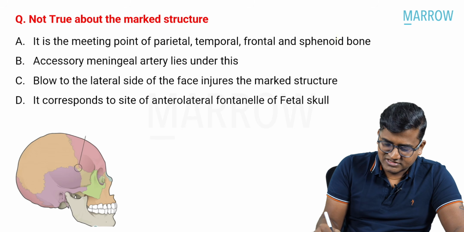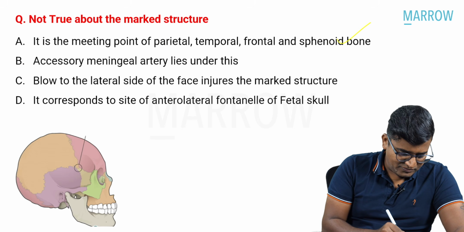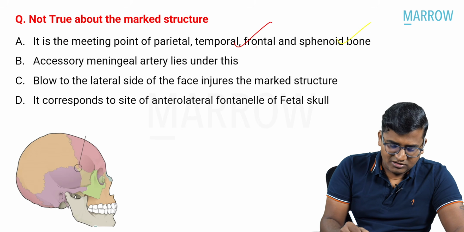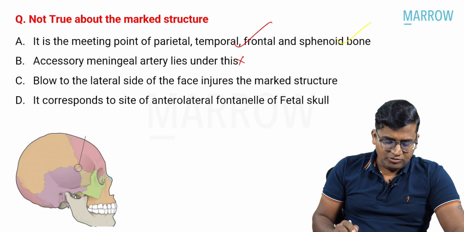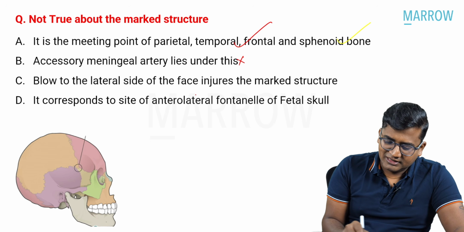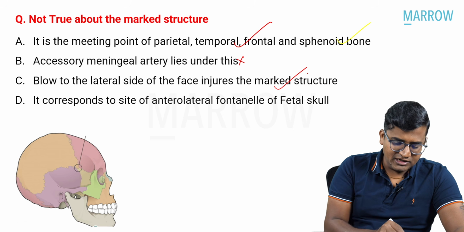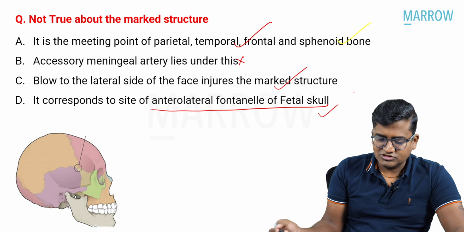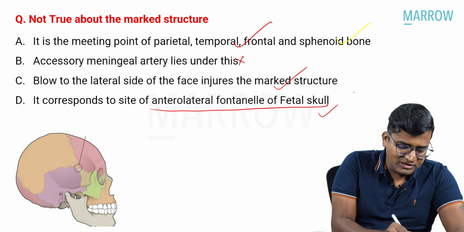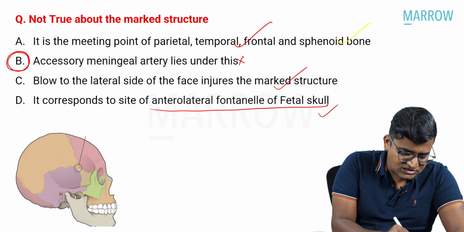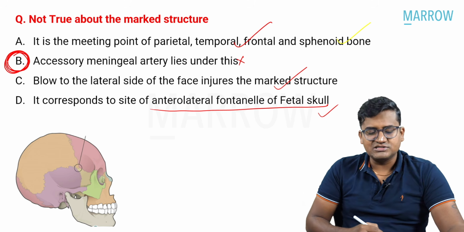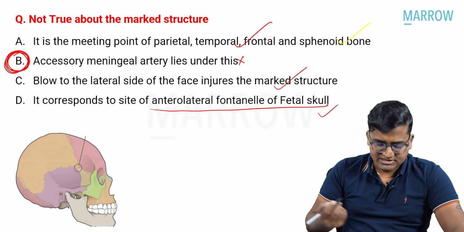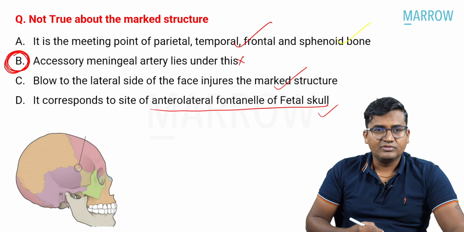Accessory middle meningeal artery: the first statement is correct. Option B is wrong. A blow to the lateral side of the face injuring the marked structure, yes, that is a correct statement. It corresponds to the anterolateral fontanelle of the fetal skull, yes, that is also a correct statement. So the wrong statement in this question is option B. Accessory middle meningeal artery is not present.